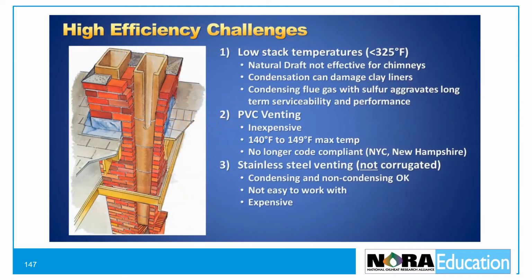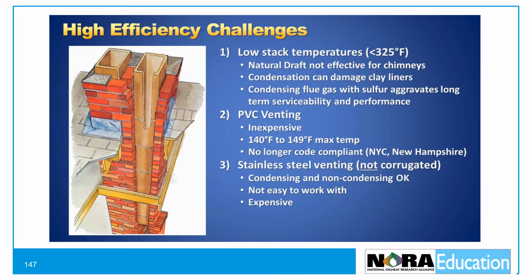Let's review some venting options and challenges. When higher efficiency boilers have gross stack temperatures below 325 degrees, natural draft becomes marginal or ineffective with conventional clay-lined and even stainless steel-lined chimneys. Lower stack temperatures may condense and may cause damage to clay liners. Condensate mixed with sulfur and flue products can also aggravate long-term serviceability and performance.